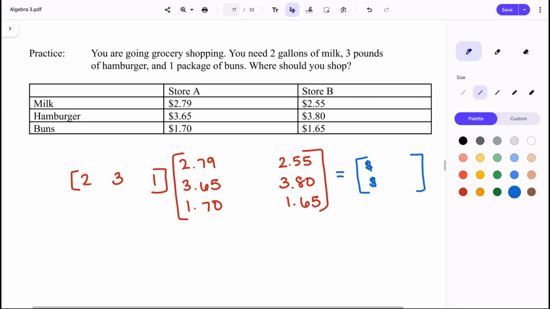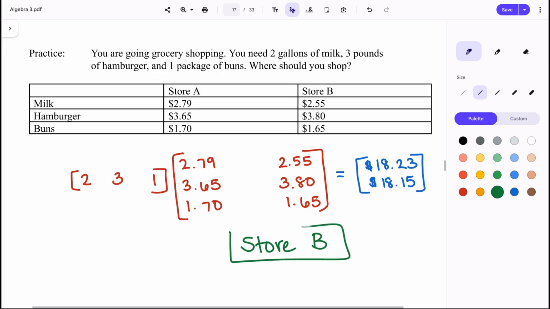Anyone have dollar amounts? 1823, 1815. Good, so which store is cheaper? B. Good, B. So store B is where we would probably be better off to shop at. Okay, questions on matrix multiplication like that?